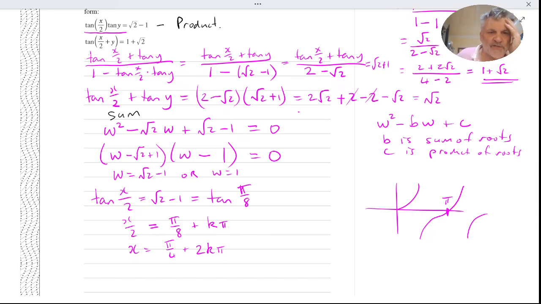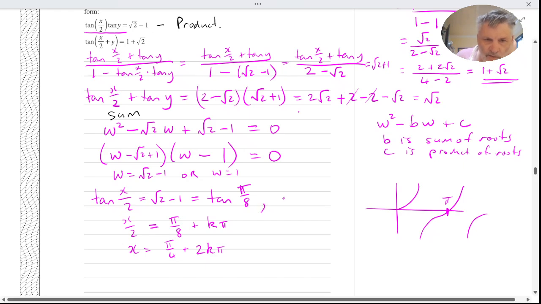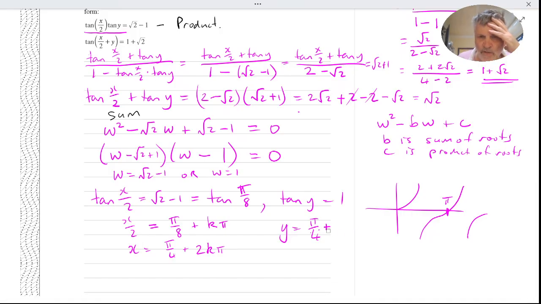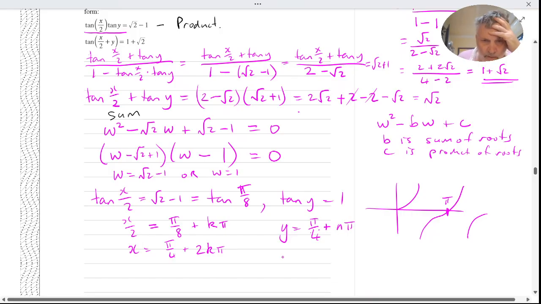And if tan x over 2 is equal to this, then we would simultaneously have tan y is equal to 1. So that means y is equal to pi over 4, plus the same. Let's change that to a different variable. It's plus n pi. So this is one solution.